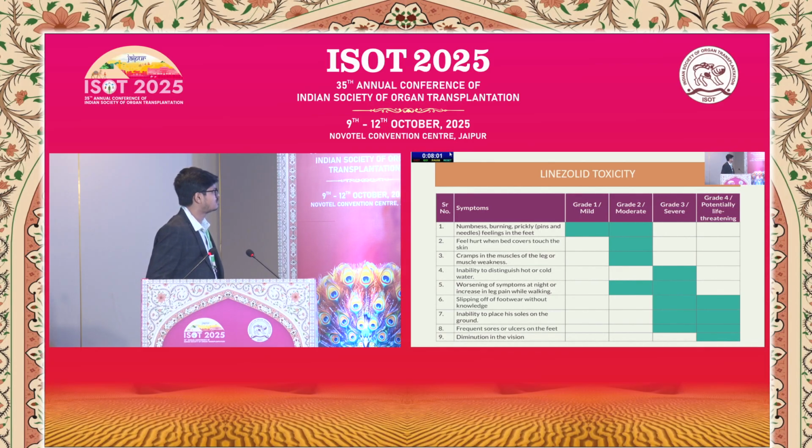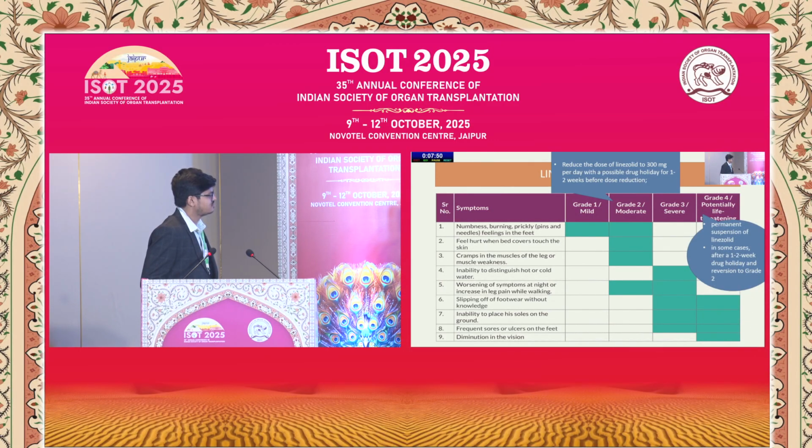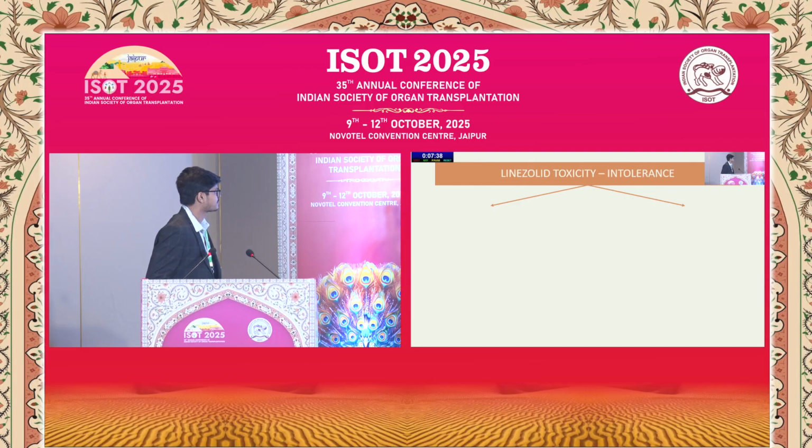Peripheral neuropathy is a common linezolid toxicity. In case of grade 2 and grade 3, we have to stop the medication for 1 to 2 weeks, followed by we start with the lower dose, 300 milligram per day. In case of grade 4, permanent suspension of the linezolid is required. In some cases we can try 1 to 2 weeks of holiday and decrease the dose, but most of the time we have to withhold the medication. If patient has optic neuritis due to linezolid, permanent discontinuance is required.